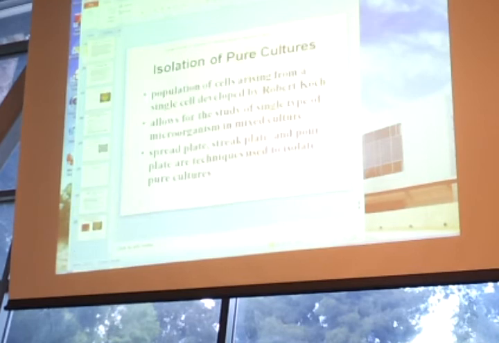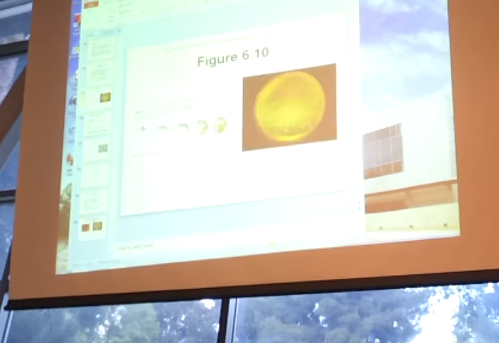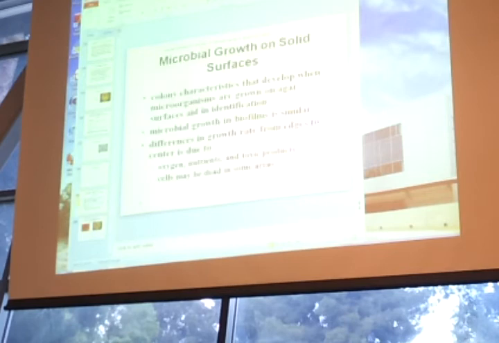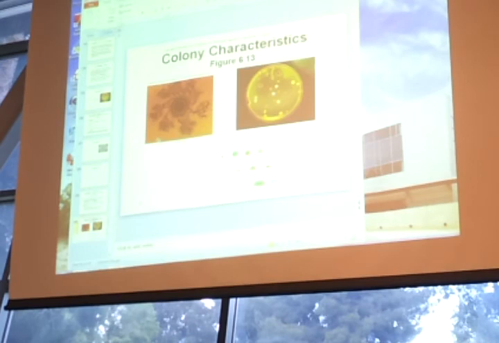Isolation of pure cultures, this is what you know already. Streak plating, spread plates and pour plates, dilutions. And then this is kind of a little bit of what you guys had to do last time. So really this chapter doesn't give you a whole lot of new information.